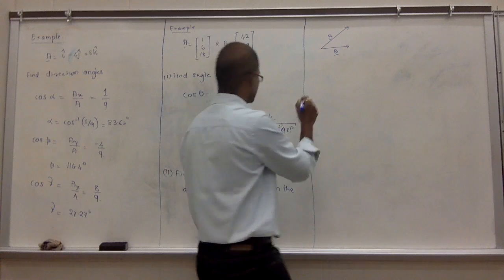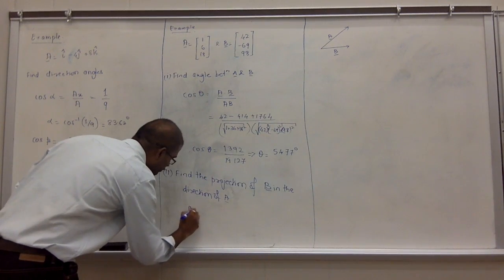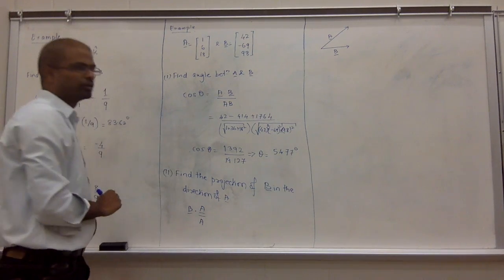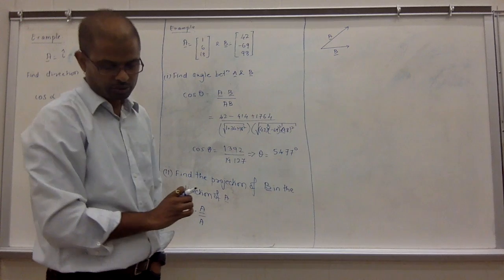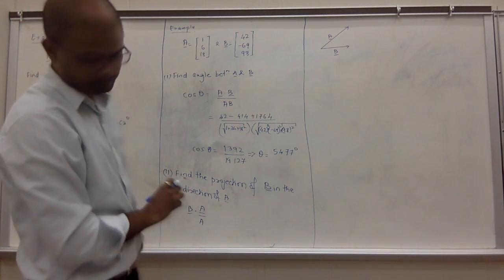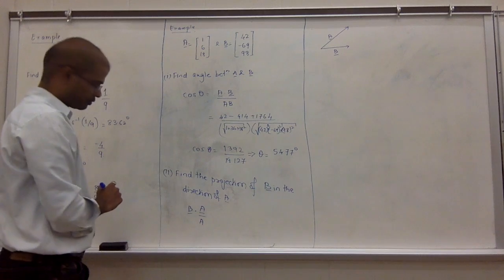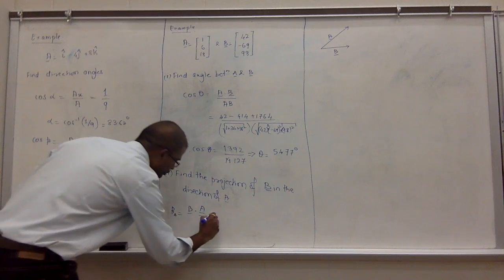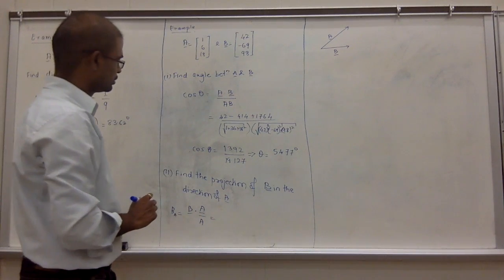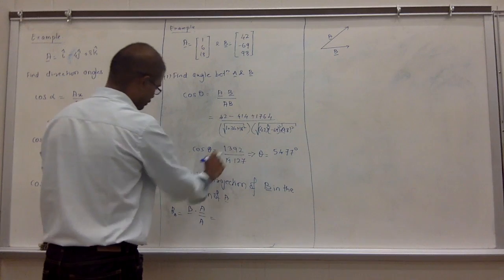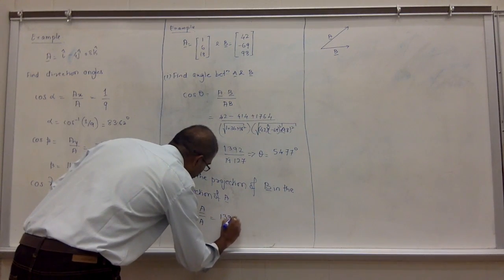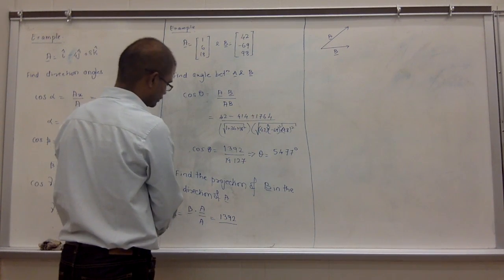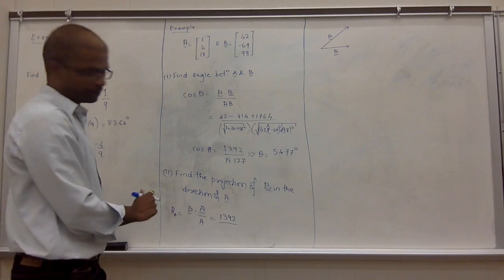So you do B dotted with the unit vector of A. This is equal to, so it will still be 1392 divided by, this will change, right? 19.